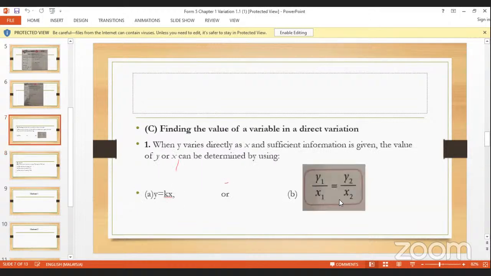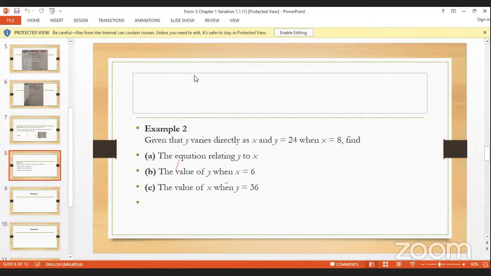y1 over x1 equal to y2 over x2. So I'll show you how. So the equation relating y to x will be 24, y1 over x1. It will be 24 over 8, which is 3. So y equal to 3x for part A.